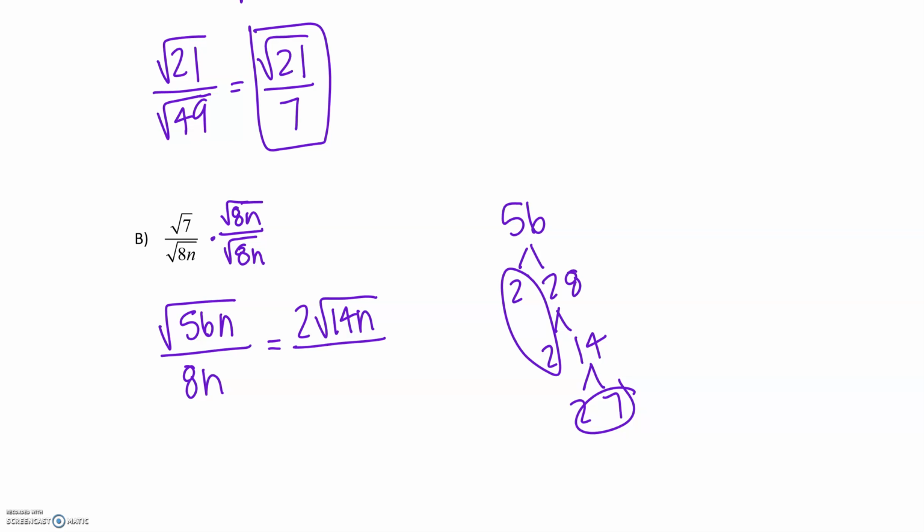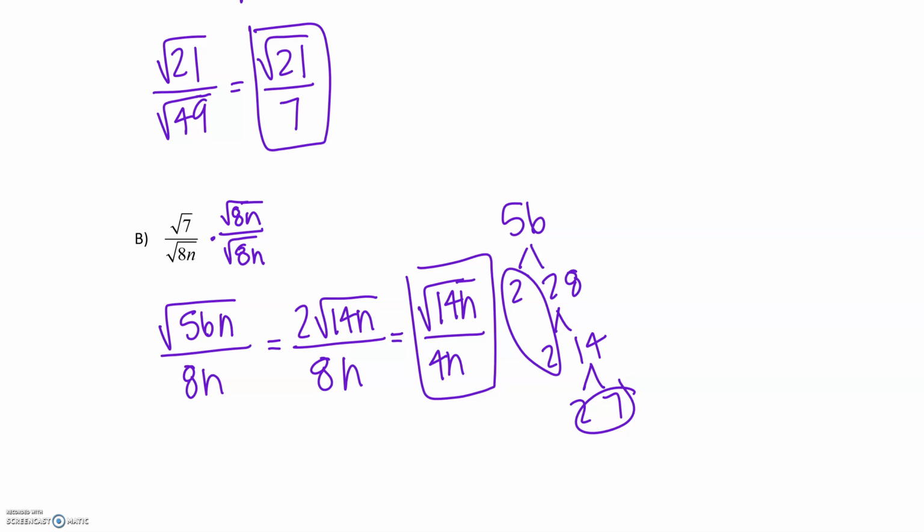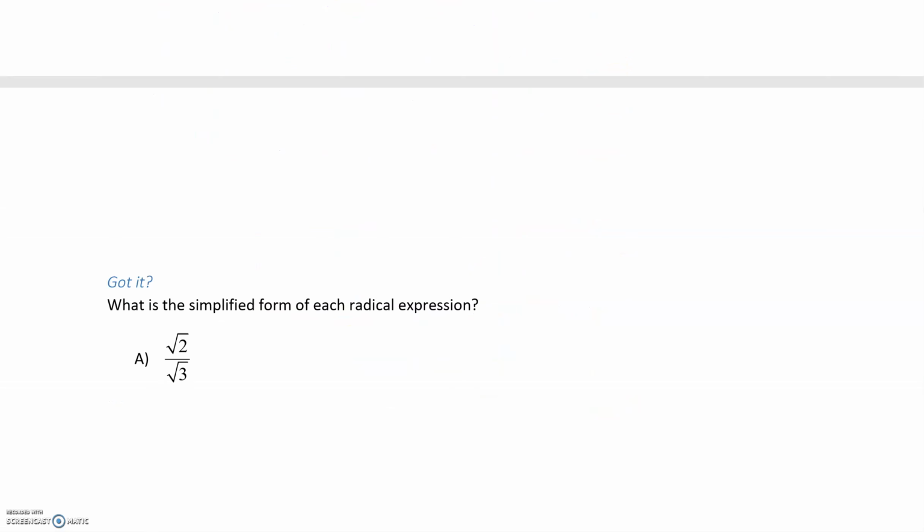n over 8n. So the last thing we need to do is simplify what's on the outside. So we know that we can divide both this 2 and this 8 by 2. That leaves us with the square root of 14n over 4n. And that's going to be our answer. Okay, so go ahead and work on the got it problem.